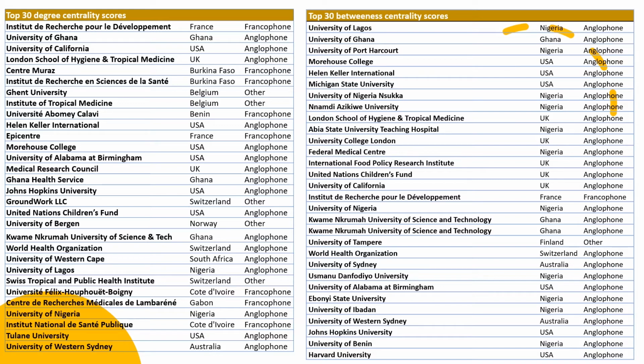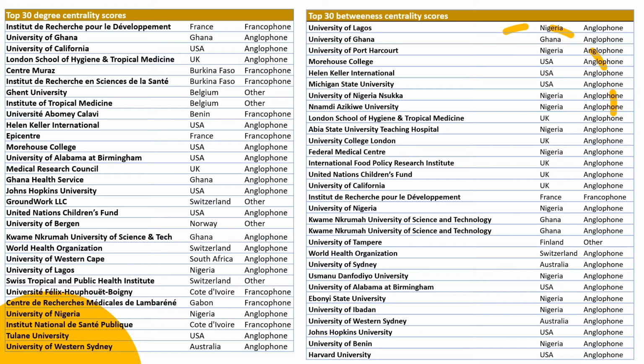We see a mix of Francophone and Anglophone, Northern and Southern institutes, although we can see a number of West African institutes as well. We see Ghana, Burkina Faso, Benin, Gabon, Nigeria, and Cote d'Ivoire. We also note that many are missing.